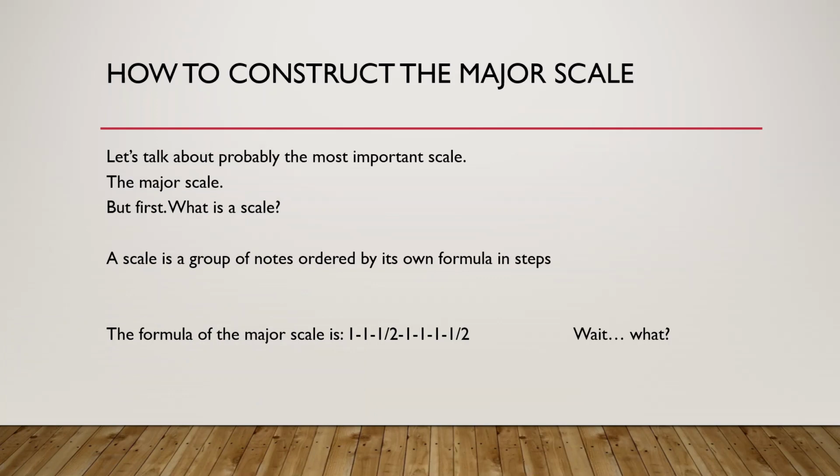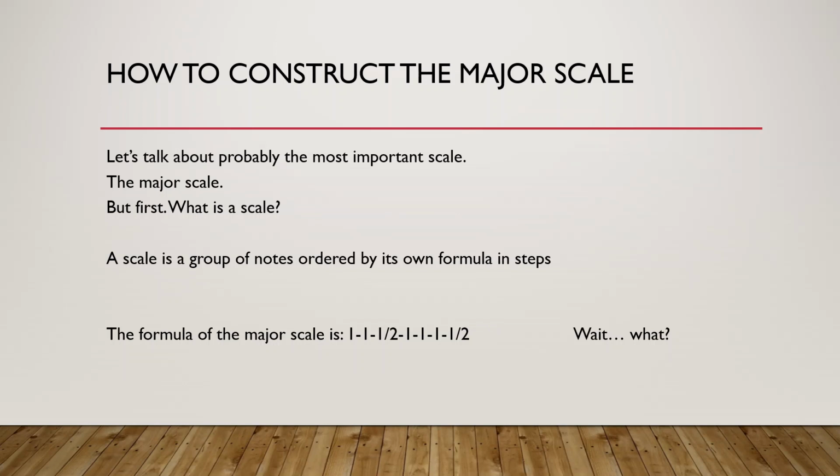Now, let's talk about the major scale. And this is the most important scale in Western classical music. First, a scale is a group of notes ordered by its own formula in steps. And the formula for the major scale is 1, 1, 1/2, 1, 1, 1, 1/2.